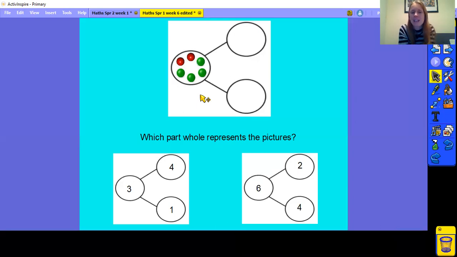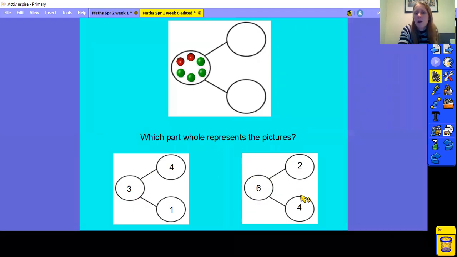Okay, now you've had a turn, let's do it together. So, how many balls do we have in the whole? Let's count them. 1, 2, 3, 4, 5, 6. And which of the bottom part whole models has 6 as the whole? Let's find out. Is it this one? No, this one says 3. We have 6. Is it this one? Yes, this is the right number.